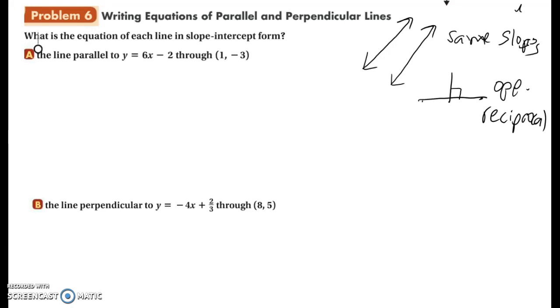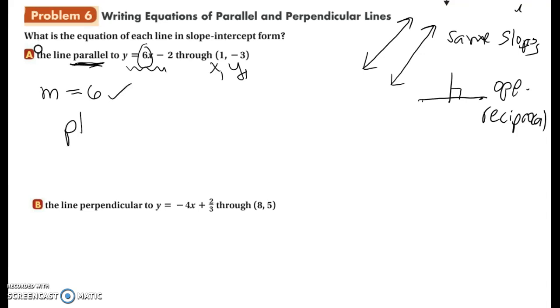In the first example, we want to write an equation of a line parallel to this given equation, but also goes through this x and y point. So pick out the slope from the given equation. The slope is 6. Our new line, which will be parallel, will also have the same slope. So we have the slope and we have a point.